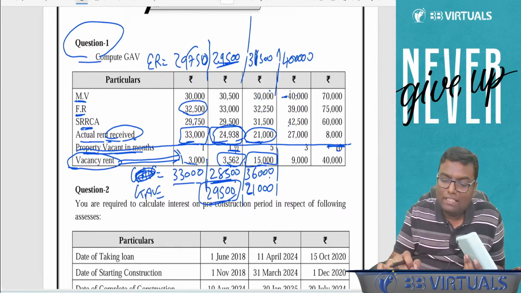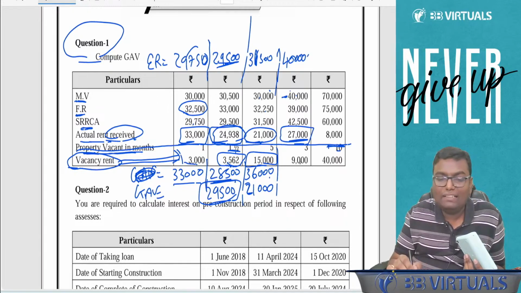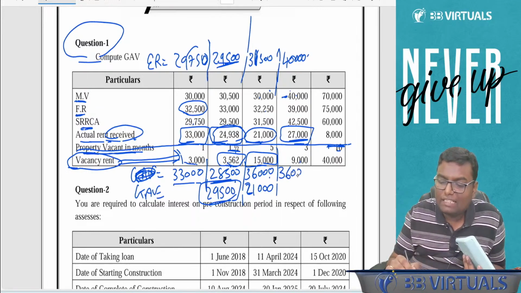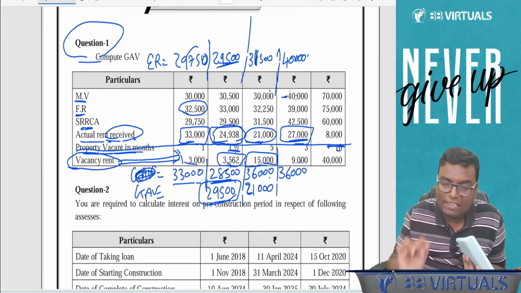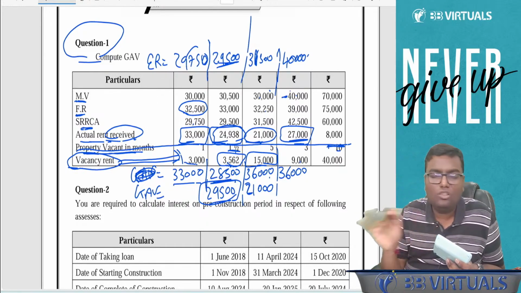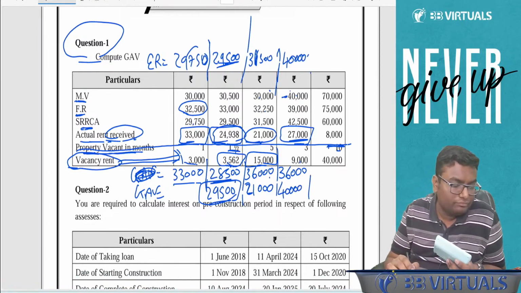Now, what is the actual rent given in the picture? That is 27,000. If there would have been no vacancy, 9,000 I would have added. So total it will become 36,000. Can I say at that time also this is less than expected rent? Today also it is less than expected rent. Concession will not be given. GAV will be whichever is higher. That will be 40,000.